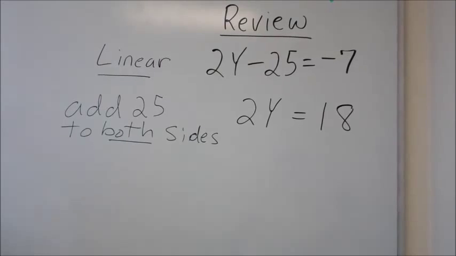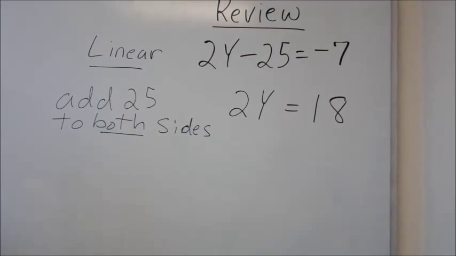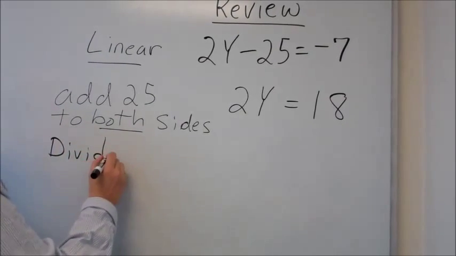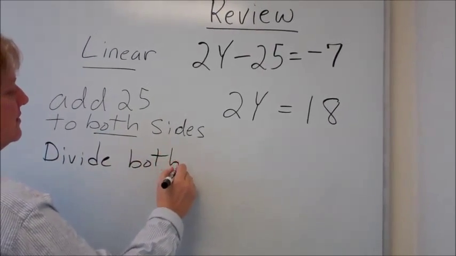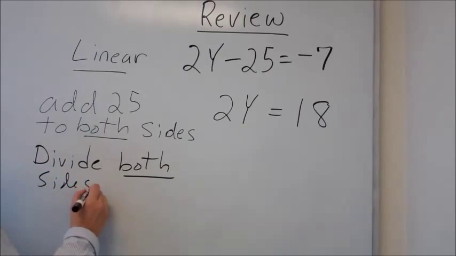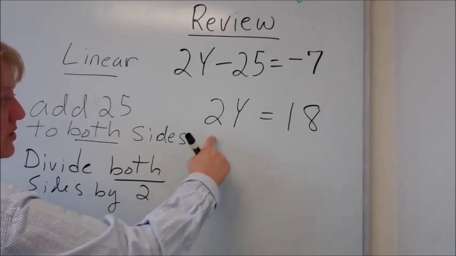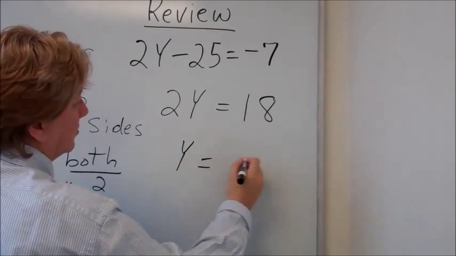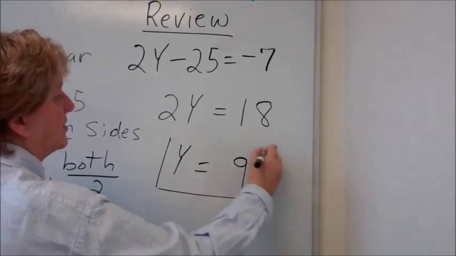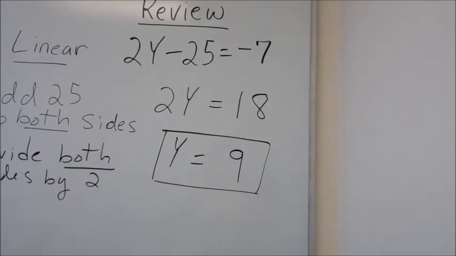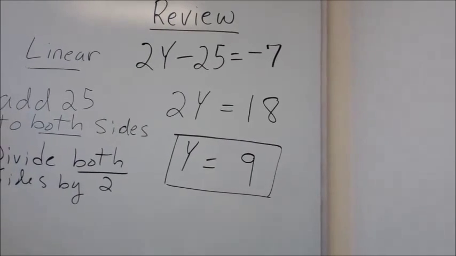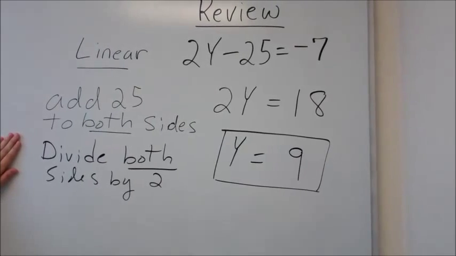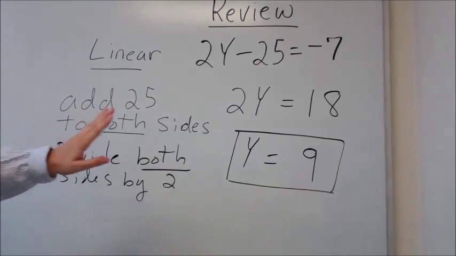Our next step will be to use the multiplication or division property of equality. So we'll divide both sides by 2, the coefficient of y. And we'll have y equals 9. Alright, this was a fairly simple procedure that everyone should be familiar with. So solving the linear equation, we added the same thing to both sides, divided both sides by the coefficient of the variable term, and isolated the variable.